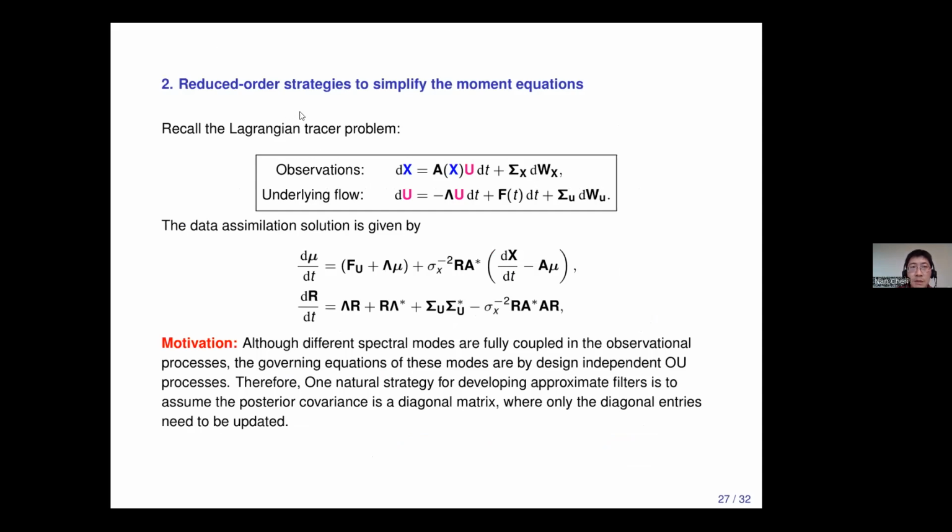Lastly, I want to show the reduced order strategy to simplify the moment equations. So again, let's think about this tracer equation. As I said, we can write down the conditional distribution of u given x using the feature of this conditional linear system. You will have one equation for the mean, one equation for the covariance. It's very nice to solve everything analytically. But in many cases, your ocean is really complicated. It has like 128 squared modes.